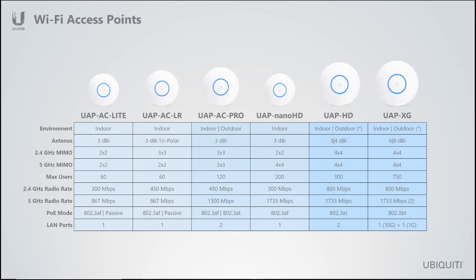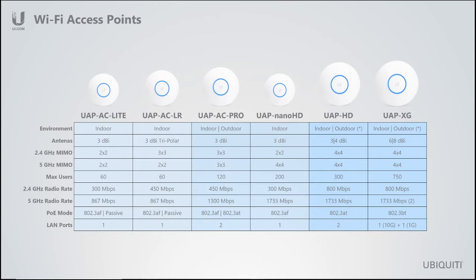I would also like to add that the UAP-XG has a dedicated backlink for wireless uplink. Unlike the other APs, which use their own 5 GHz radio for wireless uplink, the UAP-XG has a dedicated 5 GHz uplink which works at 733 Mbps. So that way you'd be able to get better speeds over APs that are wirelessly uplinked.